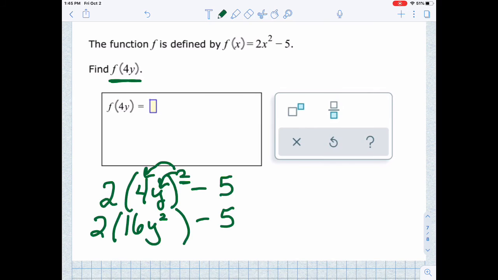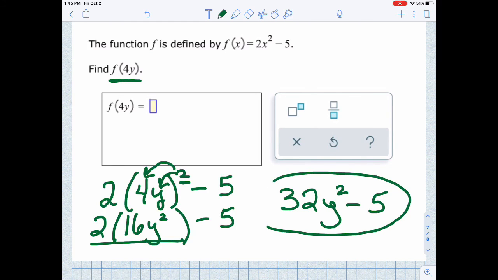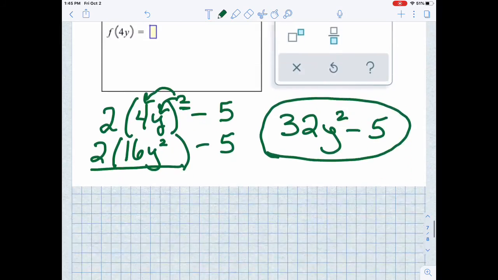And so now I'm going to do this order of operations. 2 times 16 is 32 y squared minus 5. And that's all I can do. I can't solve that any further. I'm just simplifying that a bit. Those might be a bit tricky for you. Give them a try. See what you can do. If you need some help, let me know.